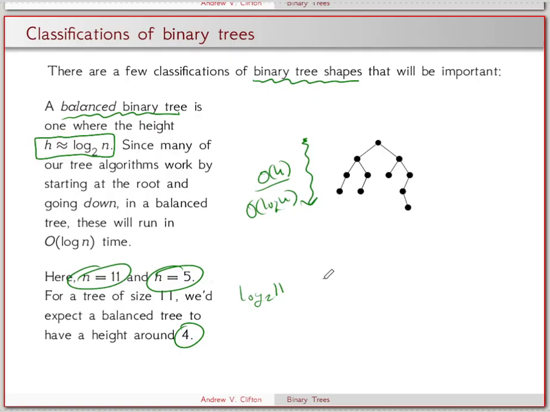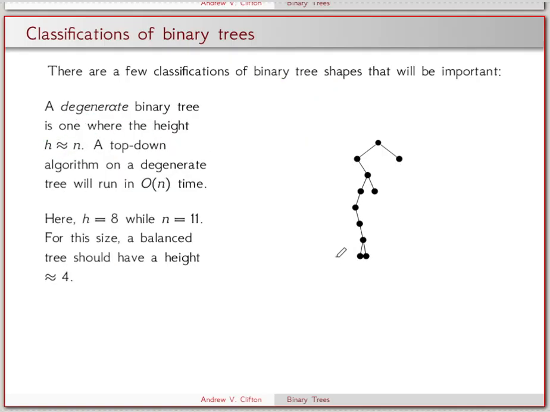The opposite of a balanced tree is a degenerate tree. A degenerate tree is one where the height is approximately equal to the number of nodes. They're in the ballpark of each other. Again, most of our algorithms are going to start at the top and work their way down, so they're going to run in O of H time. So if your tree is degenerate and H is approximately equal to the size, they're going to run in O of N time, which is worse than the log of N that we want to have.